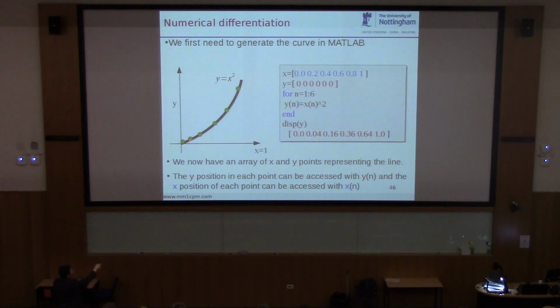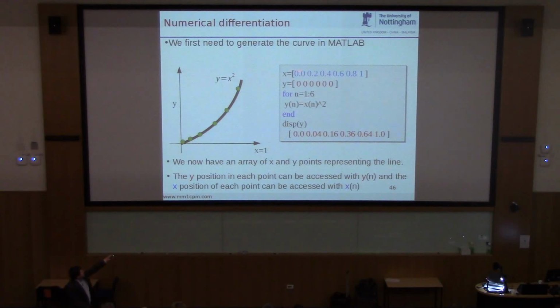So I'm defining this point, this point, this point, this point, this point, and this point. And then I define an array of y. And in this array, I want to populate it with the value that y will be at each one of these x points. So I go, for n equals 1 to 6, so we count from 1 to 6, so 1, 2, 3, 4, 5, 6.